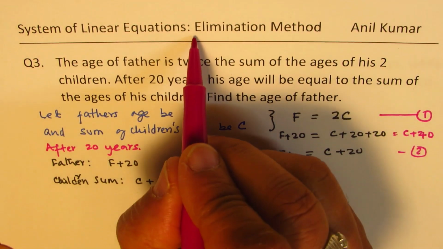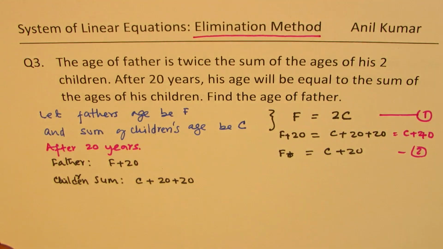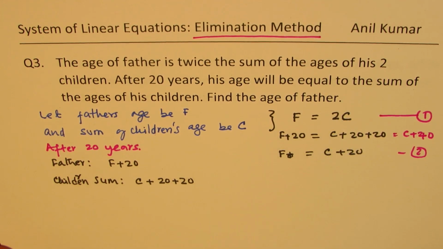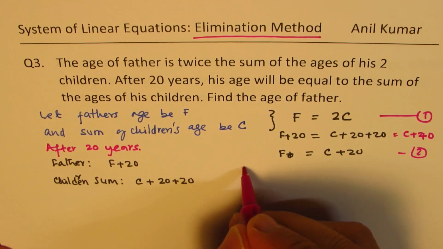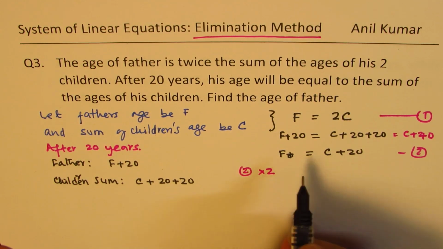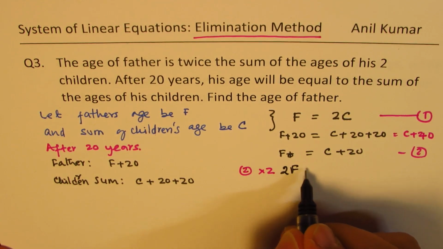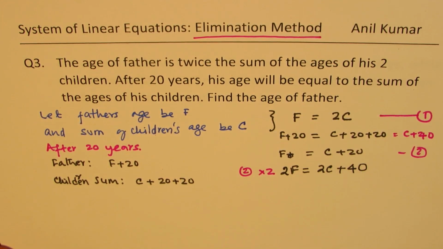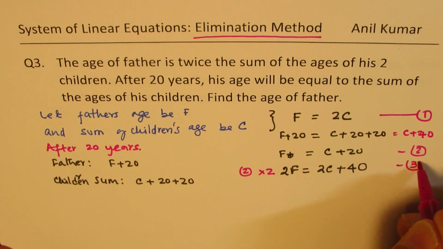Now, we are actually using the method of elimination to find F. So how do we eliminate C? To eliminate C, I will this time multiply the second equation by 2. So when I multiply the second equation by 2, I get 2F equals 2C plus 40. Is that clear? So we get our equation number 3.